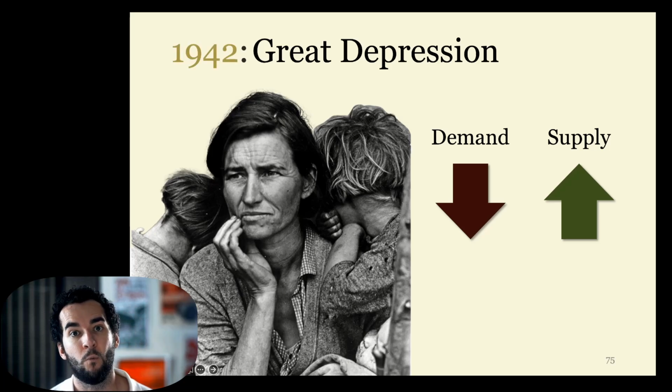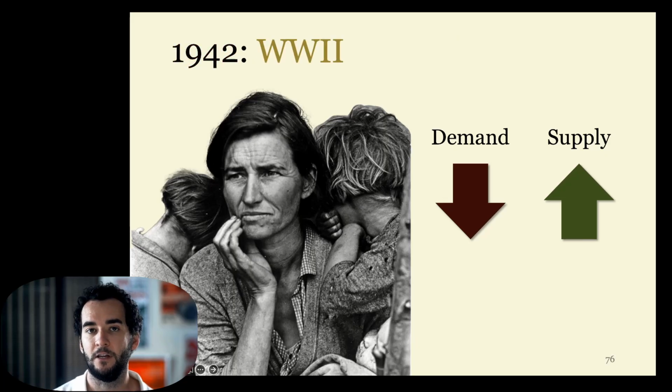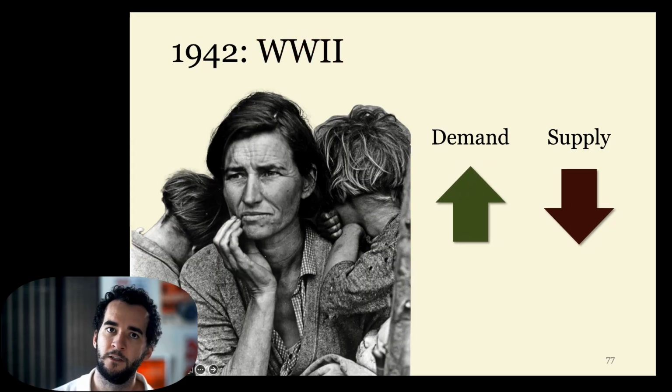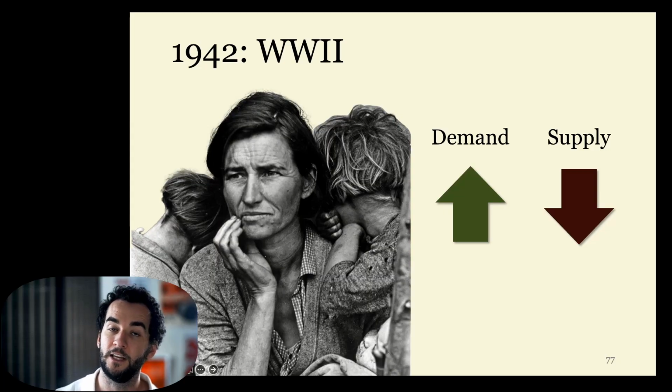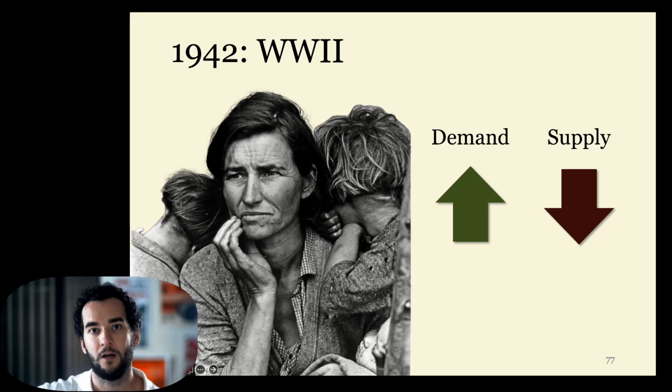Let's go forward 1 year, 1942. The United States enters into World War II. Demand for labor and supply for labor flips. Suddenly, the demand for labor is massive because of the commodities necessary to engage in warfare, and the supply collapses because most working age men are sent off to that war abroad.